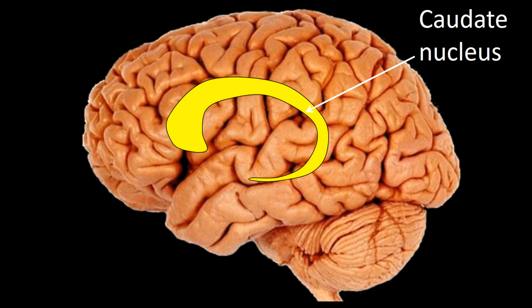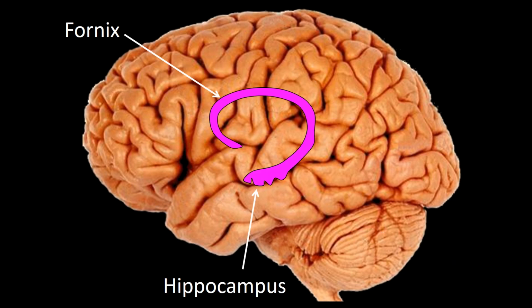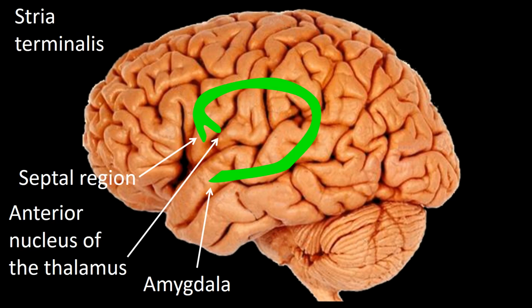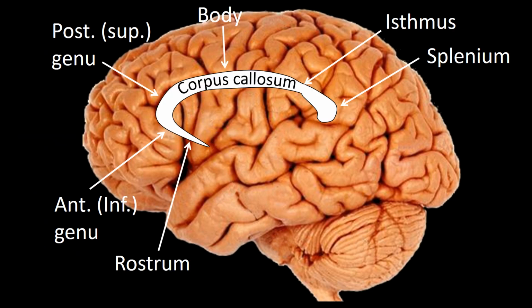Another structure with this shape is the caudate nucleus, the dentate gyrus and the indusium griseum, the hippocampus and the fornix, the stria terminalis, which connects the septal and anterior nucleus of the thalamus with the amygdala, the stria medullaris that connects the septal region, anterior nucleus of the thalamus, and the lateral preoptic hypothalamic region with the habenula, and the corpus callosum, here shown.